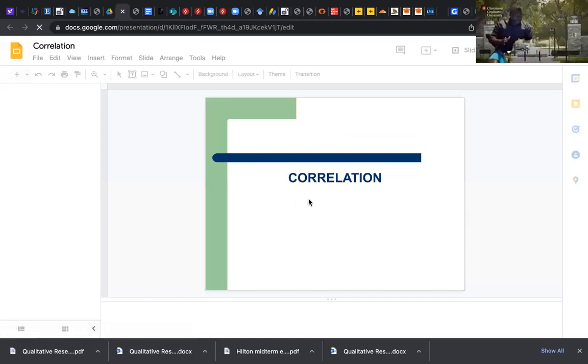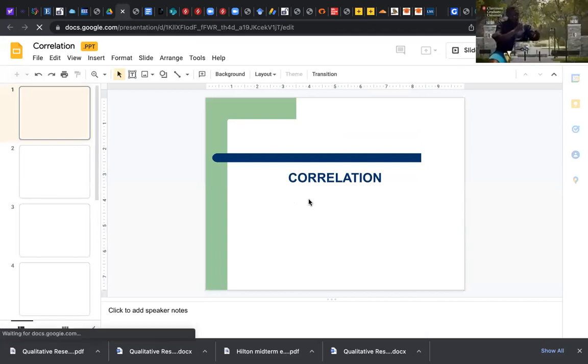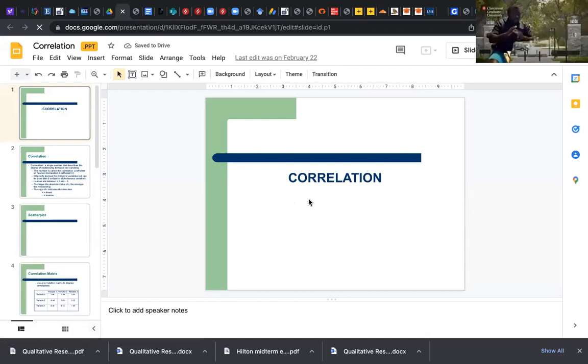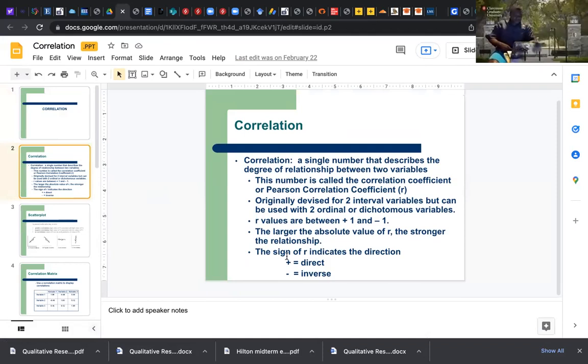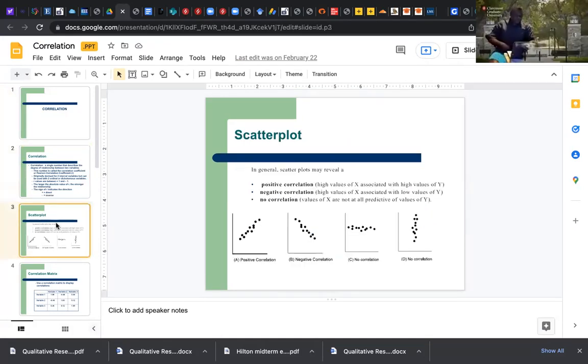You're trying to understand, because that's the way when you look at a flow chart, that's where you usually start. Correlation is when you don't have a true independent variable in the study, and you're interested in the relationship between two variables, how one variable affects the other. So correlation is a single number. We call it the Pearson coefficient. It indicates direction, positive or negative.